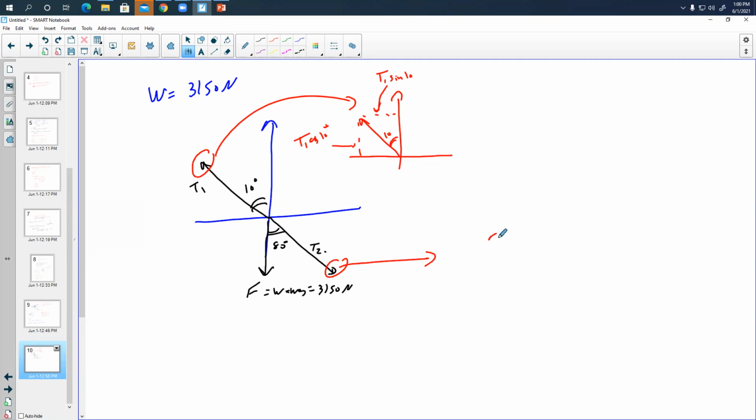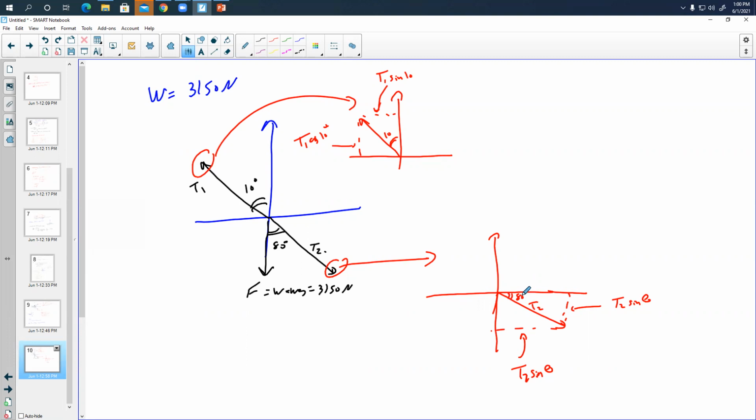For T2, what we got is going down this way. And again, it's a combination between your x and your y. So this is going to be, sorry, that's going to be T2 because this is T2. T2 sine theta, and theta over here is 80 degrees.